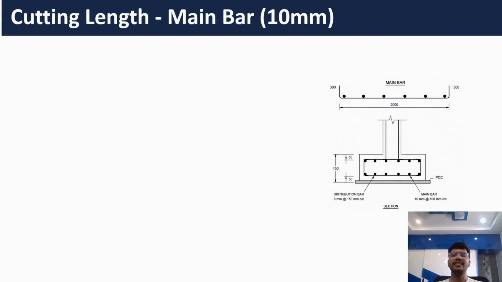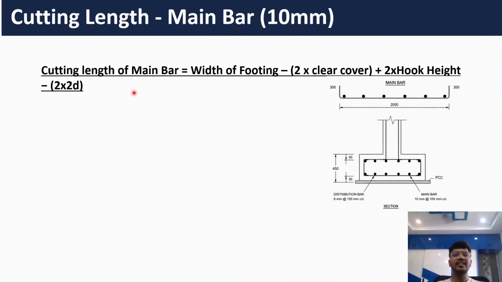Let's calculate the cutting length of main bar, and the diameter of main bar is 10 mm. Main bars are always placed along the shorter direction of the footing, that is, the width of the footing. The formula for calculating cutting length of main bar is width of the footing minus 2 times clear cover minus 2 times hook height minus 2 times 2D. Here 2D is the bend deduction.